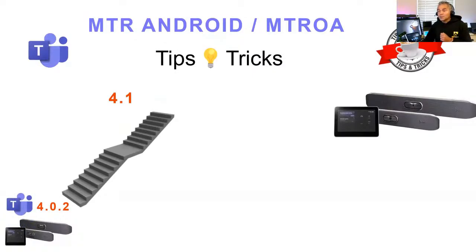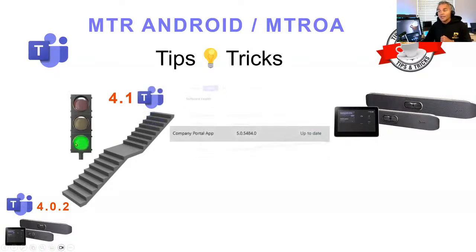One of the things which I think is good to mention: if you are using 4.0.2, you can upgrade to 4.1, no problem, in the Teams mode. You got a green light, you can go to 4.1 in Teams mode, no problem. But always check if you have company portal, as you see right here, the 5484. This is the one you need to be on, so that all the apps are compatible. So the Teams app and the company portal, that everything works together.